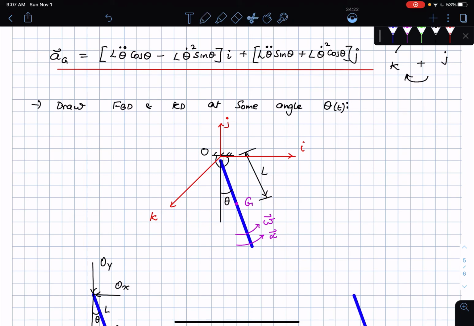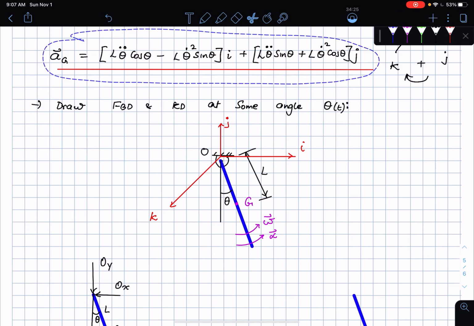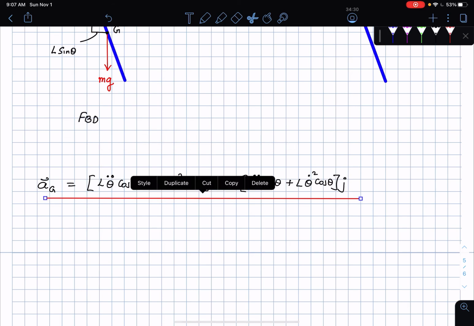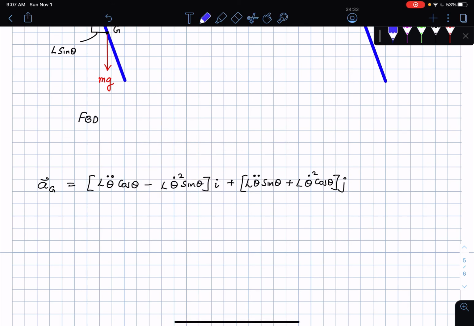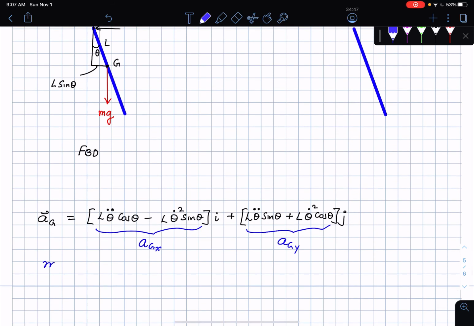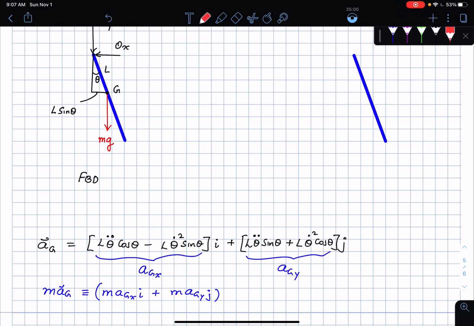So let me do something here. Before I go ahead and mark the kinetic diagram, I'm going to take this term and bring that down here, cut this off, and call this one AGX, and this term AGY. So if I draw mass times acceleration, m times AG becomes m times AGX in the i direction, m times AGY in the j direction.